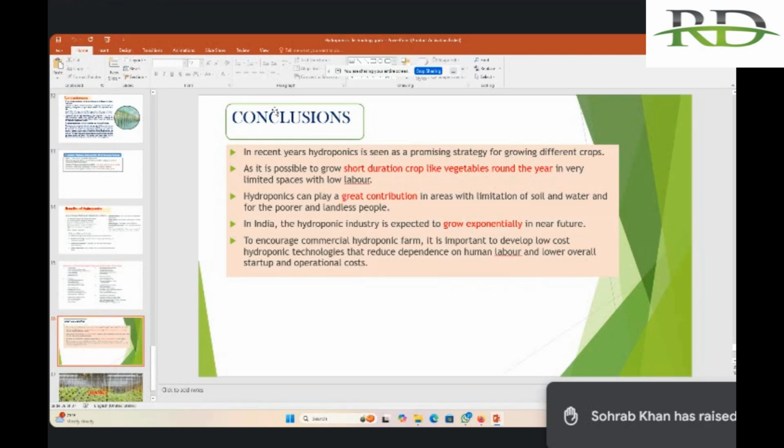Hydroponics is going to be a promising strategy, and in the future it is going to contribute a lot for poorer and landless people, and this industry is going to grow exponentially in the near future. To encourage commercial hydroponic farms, it is important to develop a low-cost hydroponic technology that reduces dependence on human labor and lowers overall startup and operational cost.